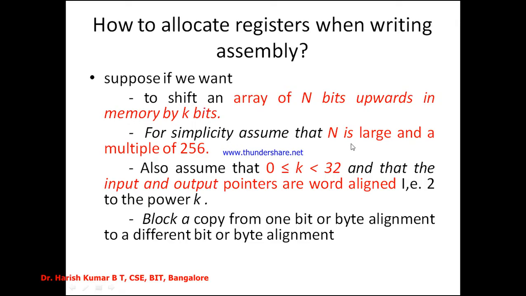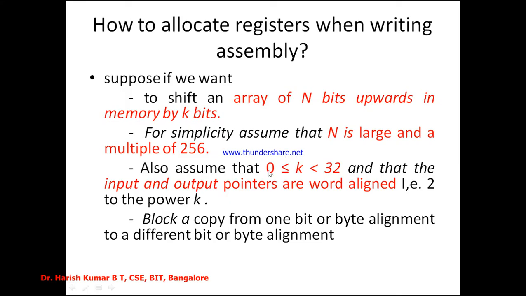Now for simplicity we also assume that n is large and it's a multiple of 256. The minimum value you can consider is 256, and the next value which you can consider is 256 times 2. And we also assume that k can vary between 0 to 32.